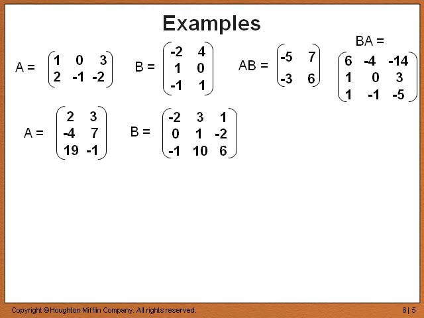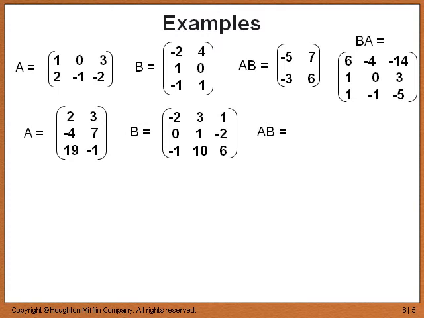Another example: A equals 2, 3, -4, 7, 19, -1. B equals -2, 3, 1, 0, 1, -2, -1, 10, 6. All right, and we want to find the product AB.